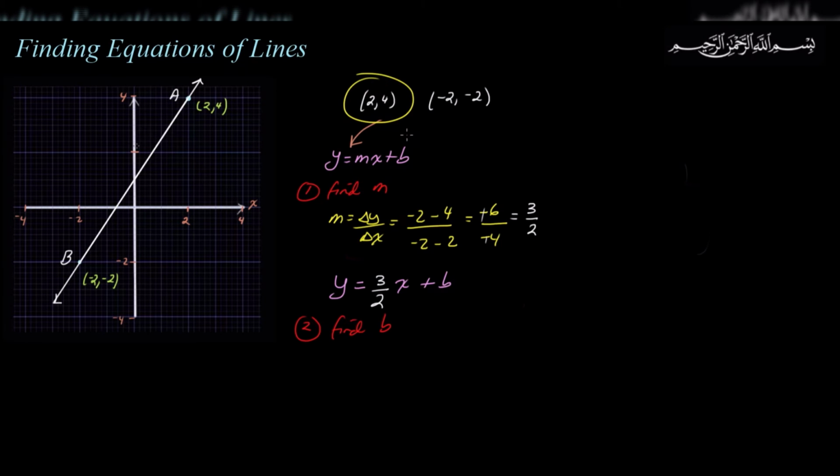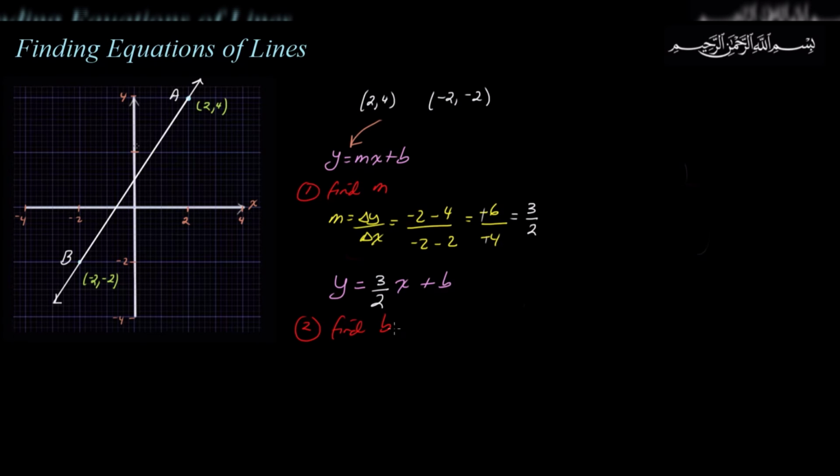I'll tell you why. Because I don't like to work with negative numbers. Why tempt myself to make a mistake? You know what I'm saying? So I'm going to just use these nice positive numbers and substitute them and try to find b. So I'm going to put 2 in place of x and 4 in place of y.